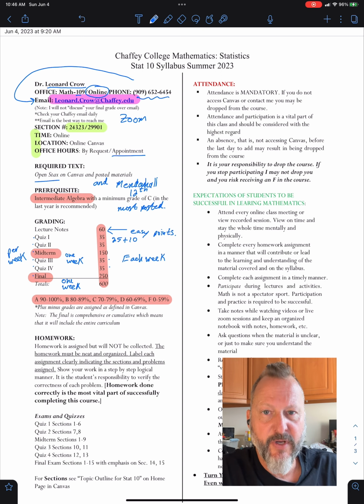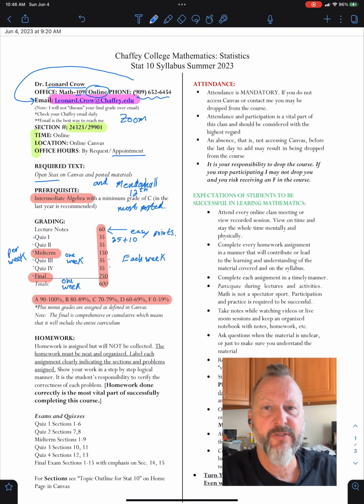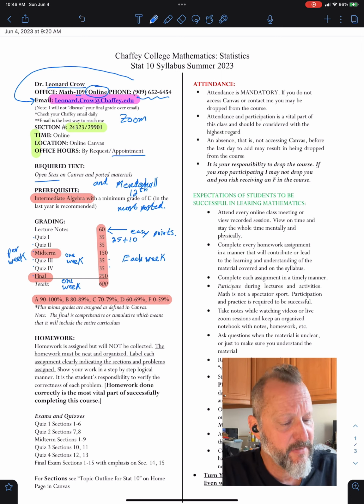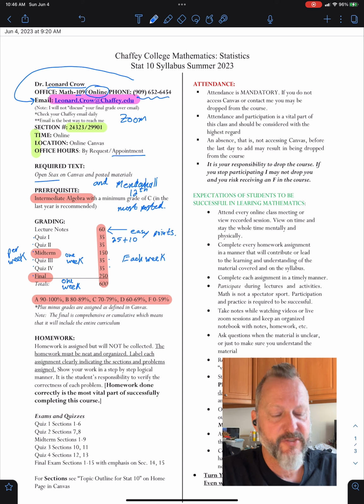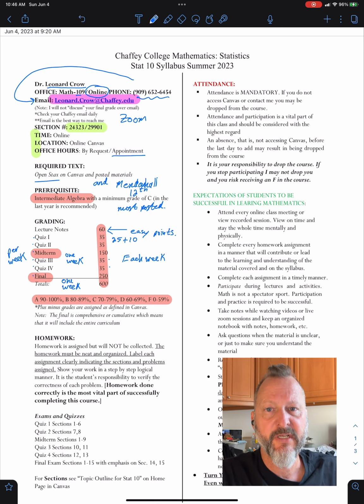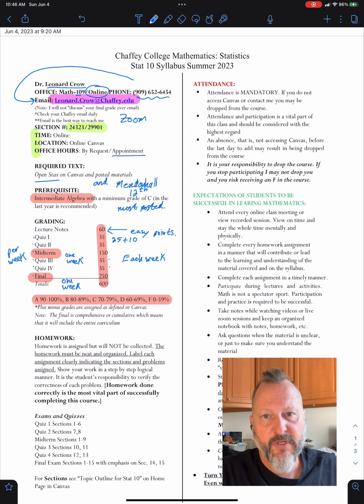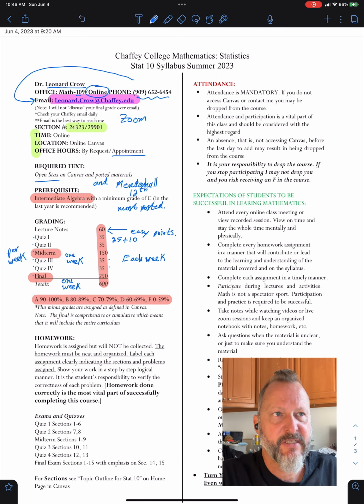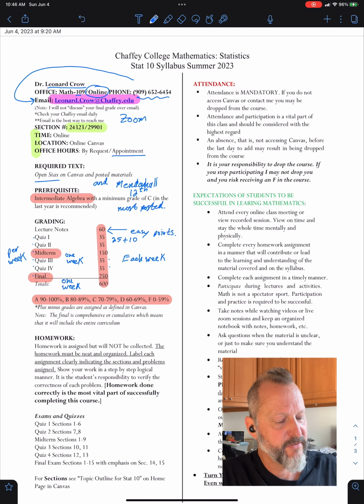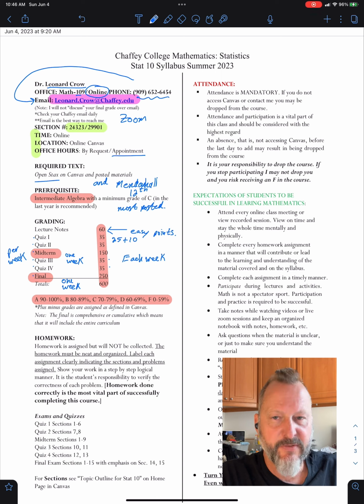These are open book, open note from Canvas. So anything posted on Canvas you can use. I do not want you to use anybody else or anything else to do the exams and quizzes, but you can use anything posted. The books, you can use OpenStax or Mendenhall, but nothing else. No other books, no other resources. And I do know about all the resources.